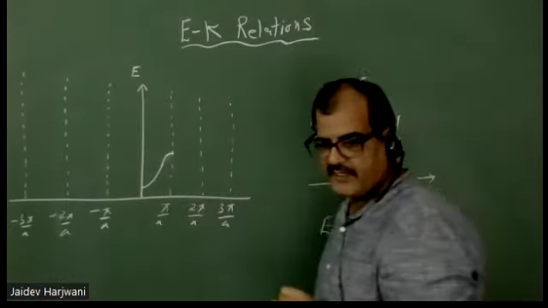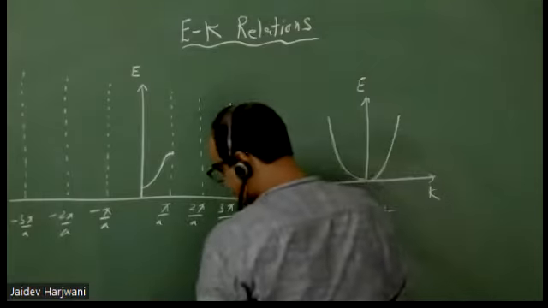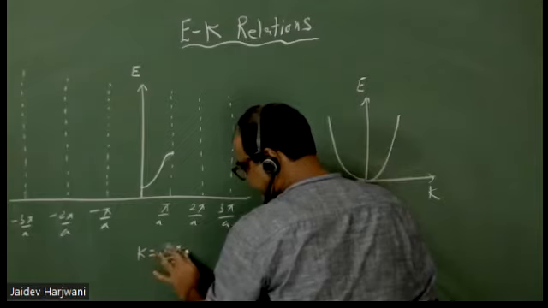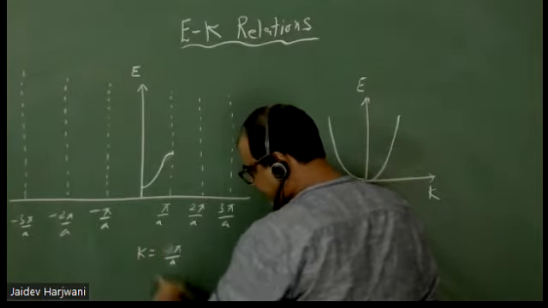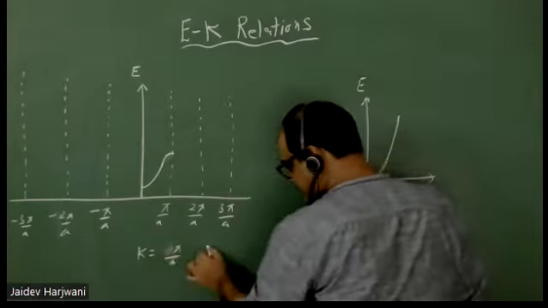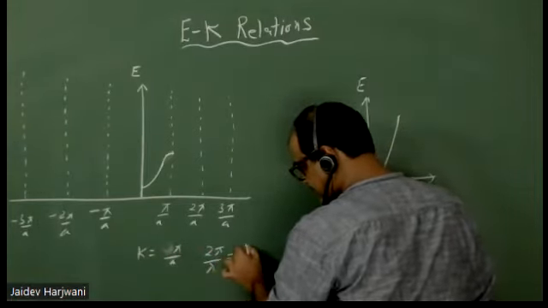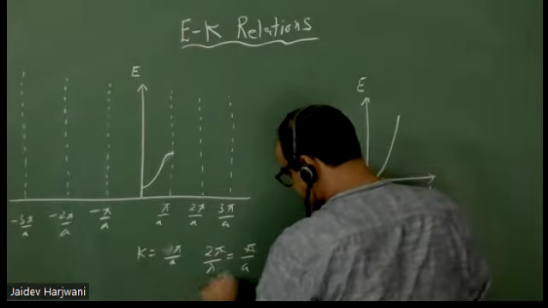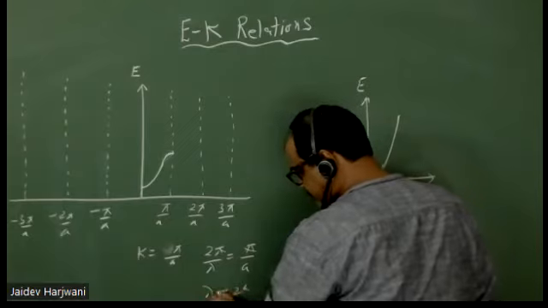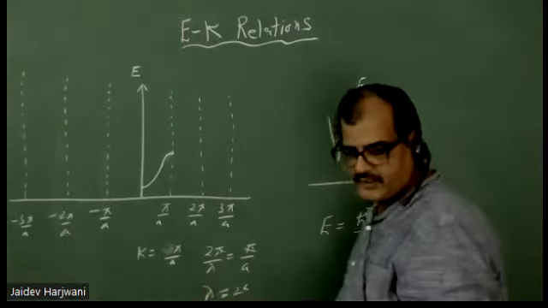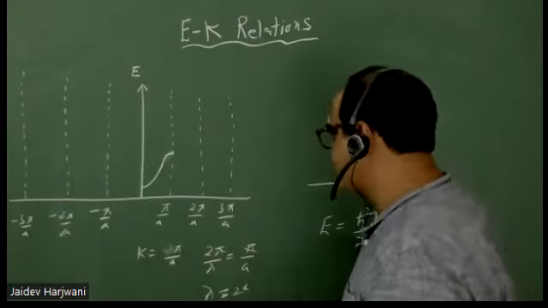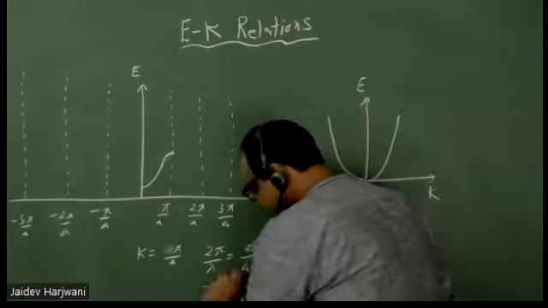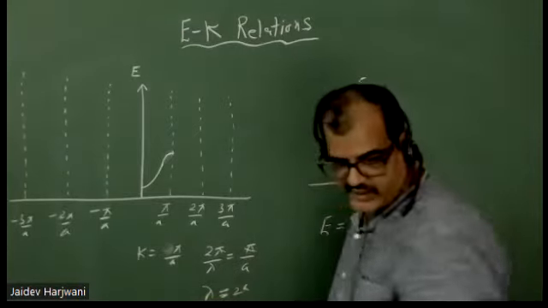Why does it become parallel? We know at the boundaries k equals n pi by a. For example, say k equals pi by a. My k is 2 pi by lambda, and this equals pi by a, so pi cancels and I get 2 by lambda equals 1 by a, that is lambda equals 2a. When you have lambda equals 2a, one thing that is happening is that you have a diffraction condition. We know what the diffraction condition is.